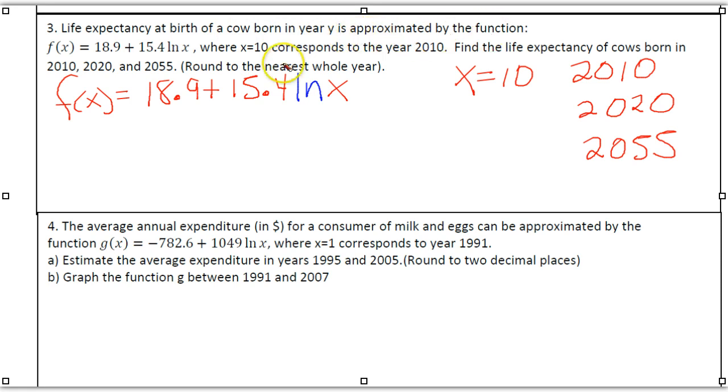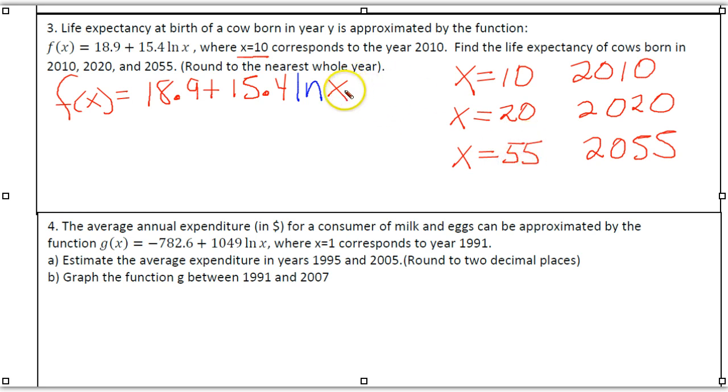So for example 3, we're looking for the life expectancy at birth of a cow born in the year Y, and it is approximated by this function. Again, we're using natural logs times x here. So what is x? Well, we're saying x equals 10 corresponds to the year 2010. So what will x be when the year is 2020? Well, it's going to be 20. And 2055, it will be 55.